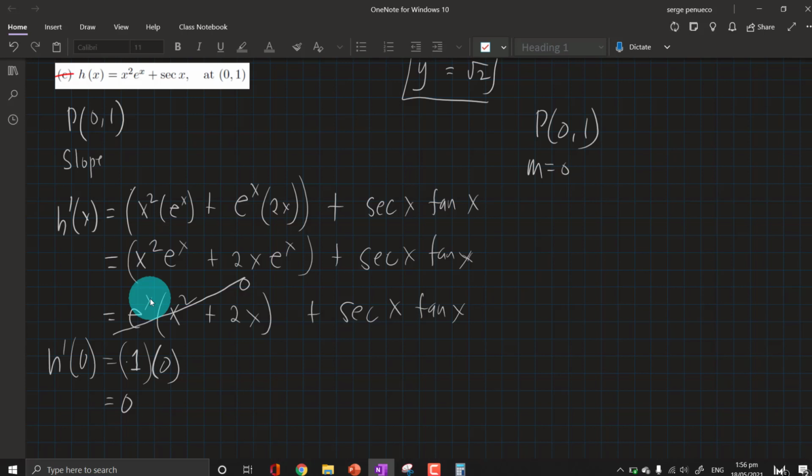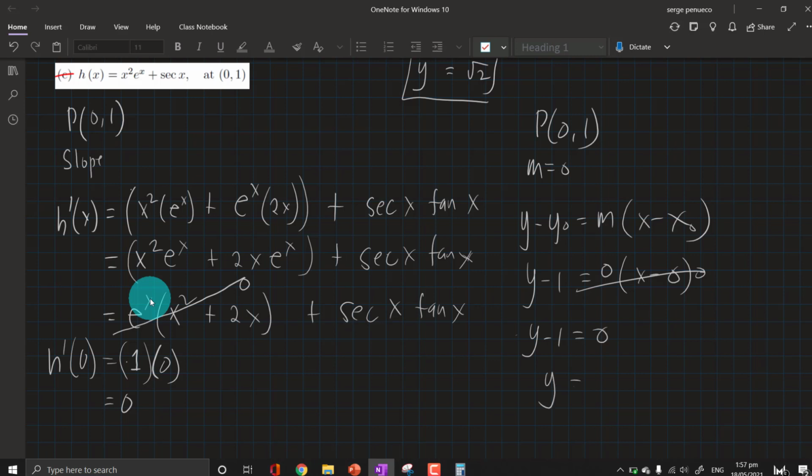Again, pag 0 ang slope, horizontal yung graph niyan. Okay, but there is still an equation of the tangent line. So, complete natin yung equation. y minus y sub 0 is equal to m times x minus x sub 0. So, that will be y minus 1 is equal to 0 times x minus 0. So, 0 na ito lahat. So, y minus 1 is equal to 0. y is equal to 1. So, this is our equation of the tangent line.